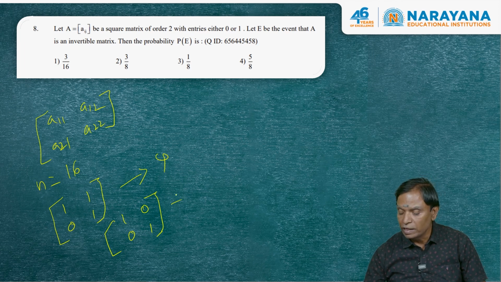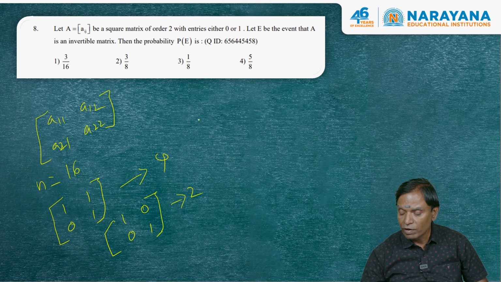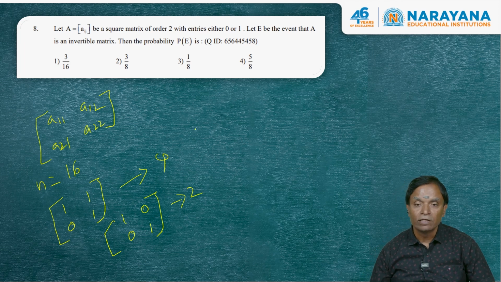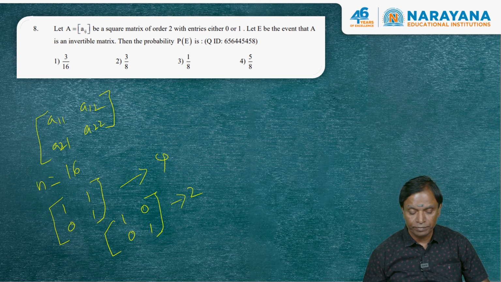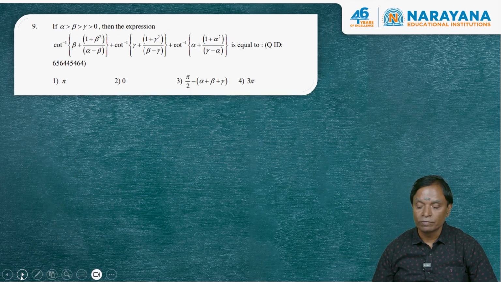So by interchanging the elements, you will have 2 cases here. So total number of favorable cases will be 6. Your probability will be 6 by 16, which is 3 by 8. Okay, we'll go to the next problem.